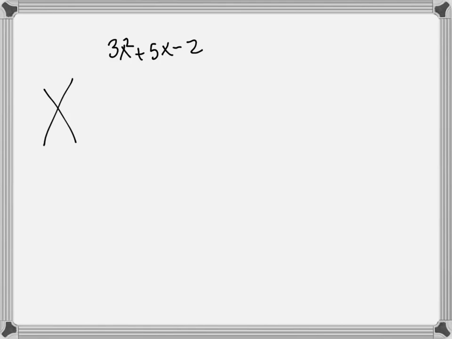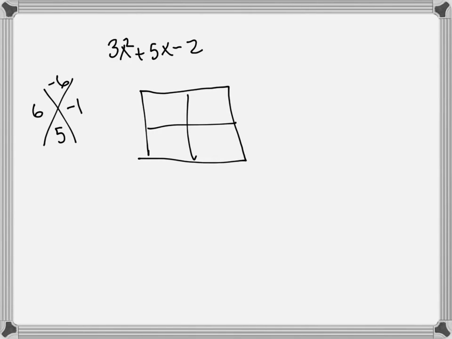I'm going to use the x box, so I need to multiply 3 times negative 2 and put negative 6 at the top, put 5 at the bottom. Numbers that multiply to negative 6 but add to 5 are 6 and negative 1. So filling in my box, my first term goes in the top left, my constant goes in the bottom right. I'm going to put the 6x here and the negative 1x here. In my first row, my GCF is 3x. In my second row, I will factor out a negative 1.